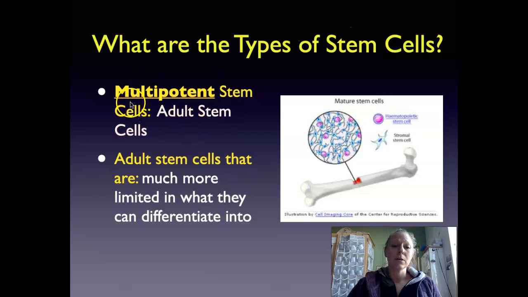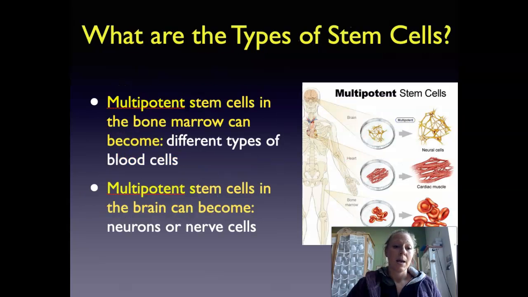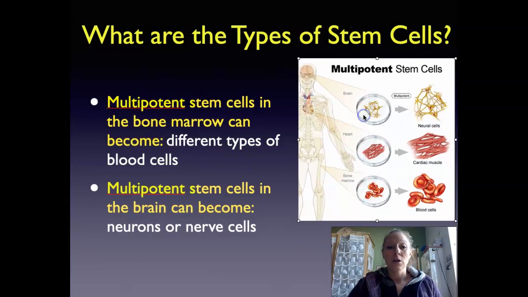So you have fewer types of stem cells as you get older, and they become much more limited into what they can turn into. So for example, multipotent stem cells in the bone marrow can differentiate into different types of blood cells. And multipotent stem cells in the brain can become nerves or nerve cells.